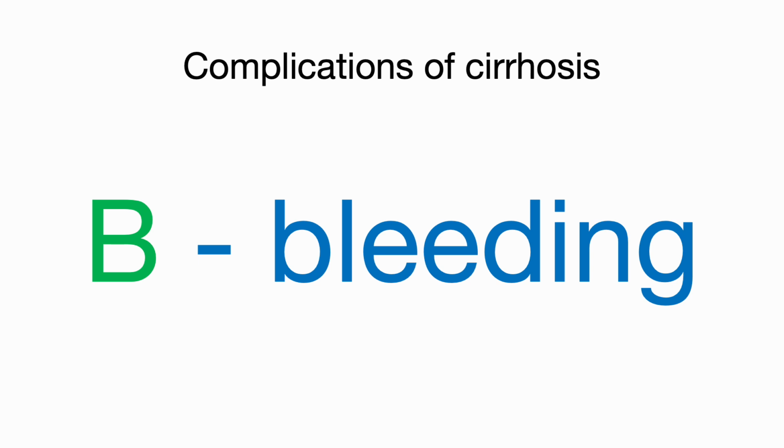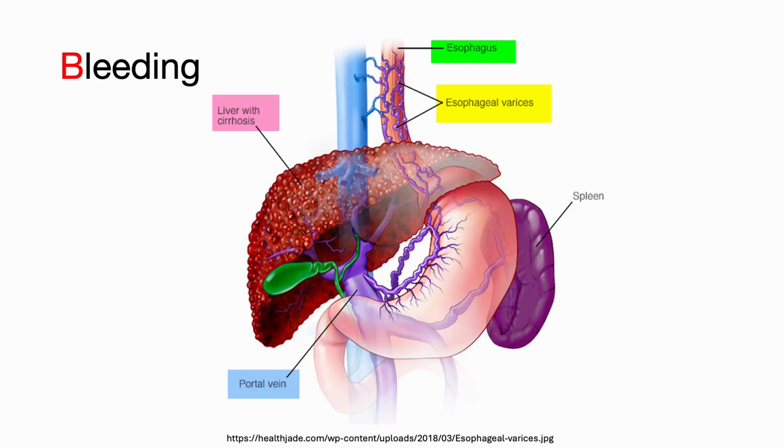B is for bleeding. One of the most important and fatal complications of cirrhosis is the rupture of the gastroesophageal varices secondary to portal hypertension. Increased portal pressures cause a backup of blood flow into the collateral tracts, including the esophageal azygous venous system, leading to the distension of the esophageal veins.